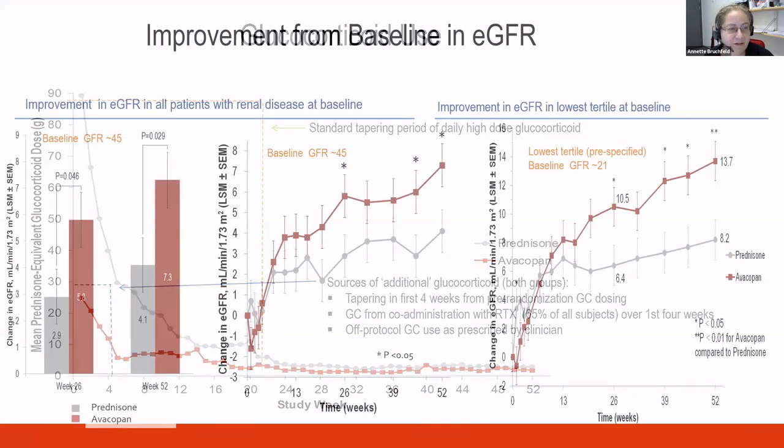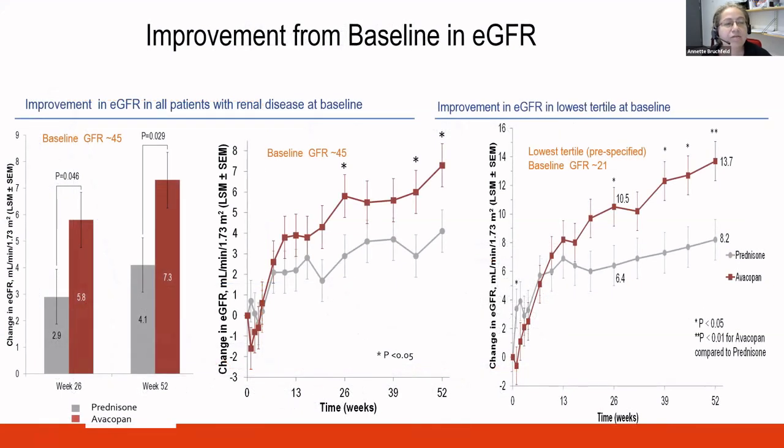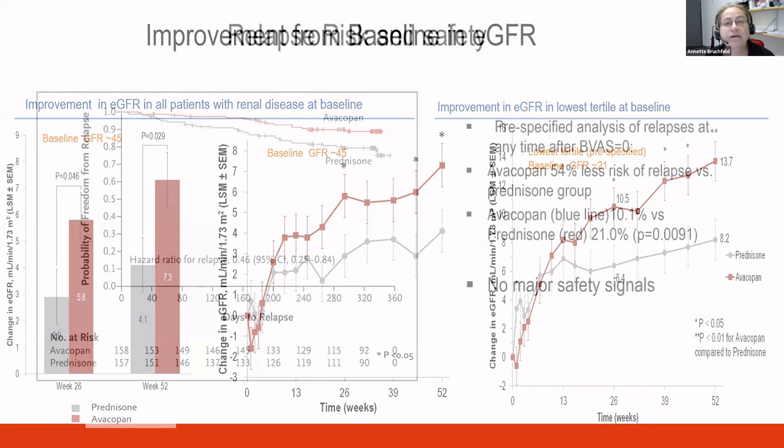This is, I think, actually the most interesting slide because it looks at improvement in eGFR with renal disease at baseline. And you can see here at week 26 and week 52 that avacopan is significantly better at both time points in improvement of eGFR. And this was true for patients with fairly good renal function, but also for the ones with the lowest tertile baseline GFR 21, that you could actually save more renal function.